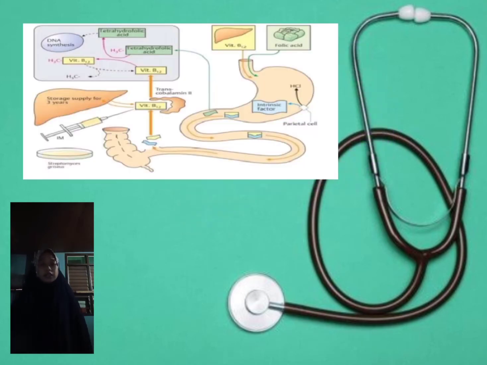Folic acid works closely with vitamin B12 in making red blood cells and helps iron function properly in the body. Vitamin B9 works with vitamin B6 and B12 and other nutrients in controlling the blood levels of the amino acid homocysteine.